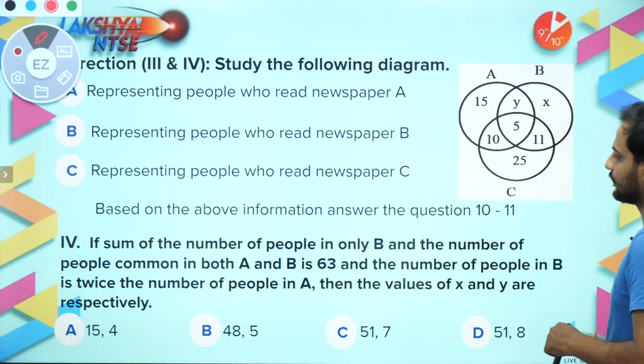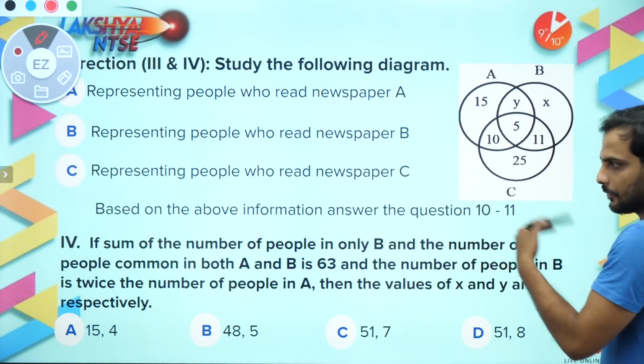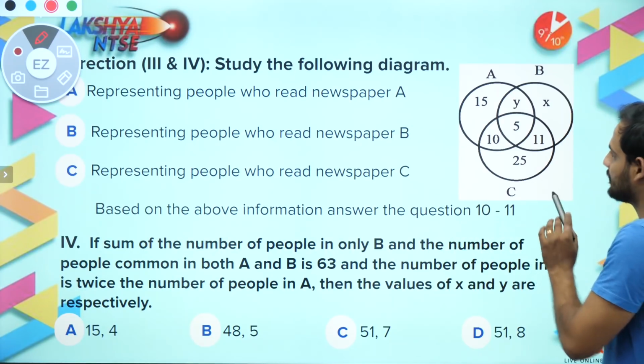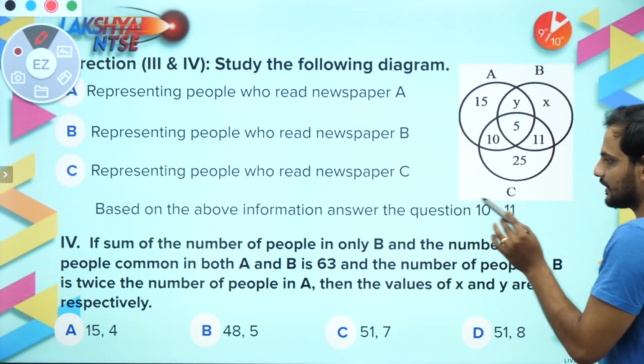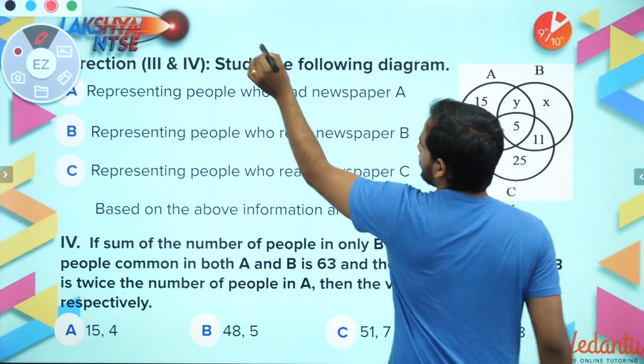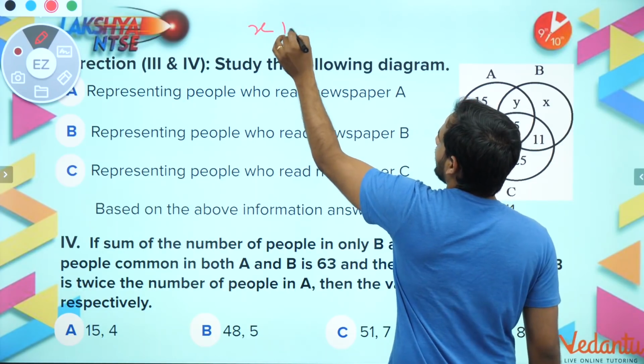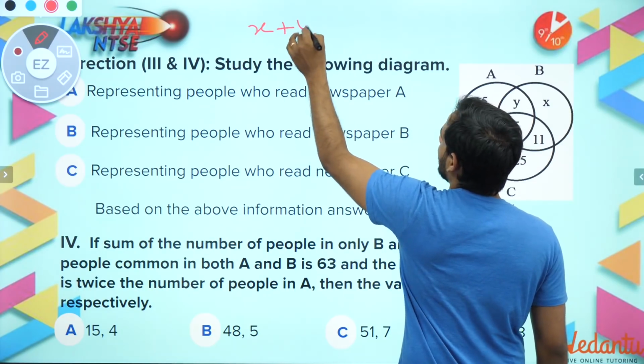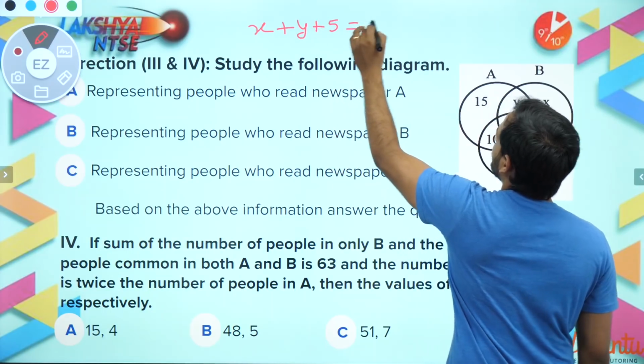So what are the values of X and Y? So pehle bachcho, write the equation one by one. Sum of the number of people in only B we have X, and the number of people common in both A and B. In A and B we have Y plus 5 is 63. So I can say in only B we have X, and in common in A and B we have Y plus 5. This is equal to 63.